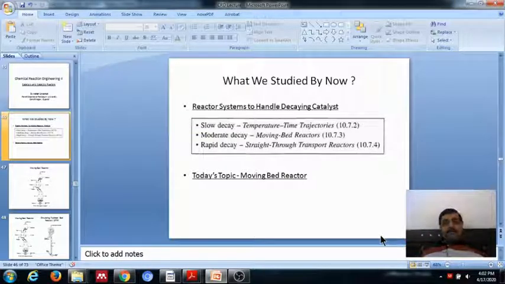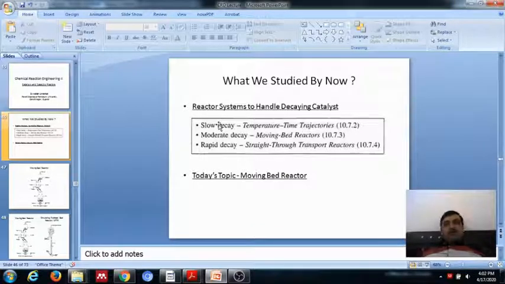Prior to this, we have already discussed the different types of deactivation, the different rate laws of decay, how they are concerned with the concentration of species and the decay in the activity of catalyst. We have also discussed one system which can handle the decaying catalyst when there is a very slow decay, one being temperature time trajectories.